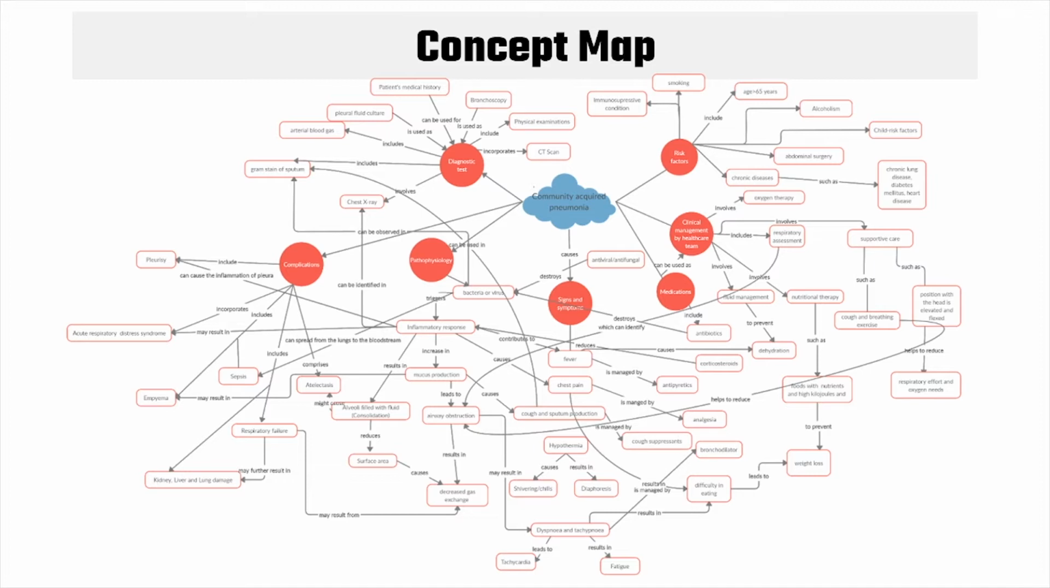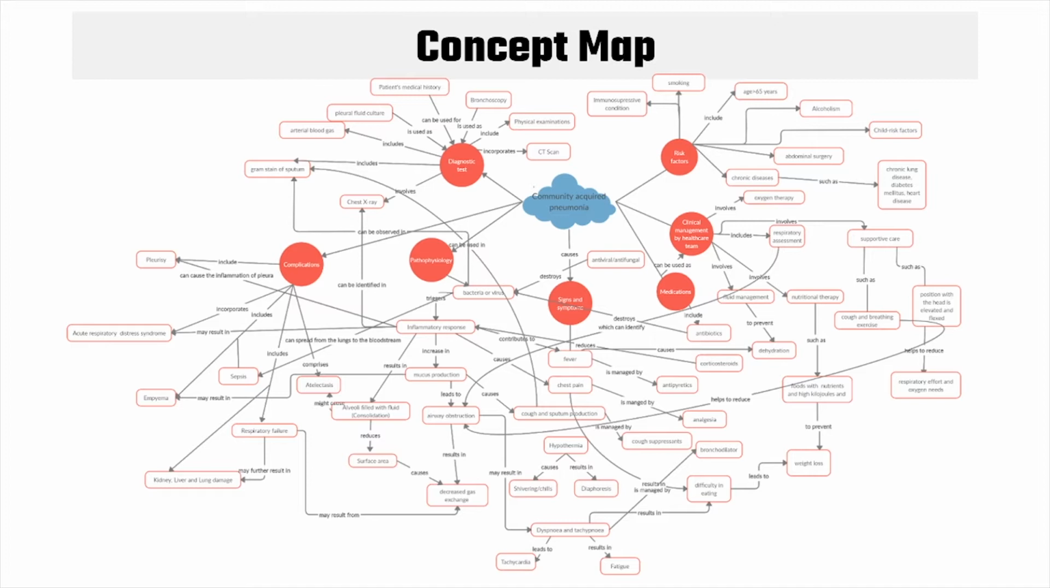This is a concept map of community-acquired pneumonia. This map illustrates the links and connections evident within community-acquired pneumonia and symbolises how it can all be interrelated. For example, the concept map shows the relationship between the pathophysiology of community-acquired pneumonia with the complications of the infection and then how this can be managed by medication.